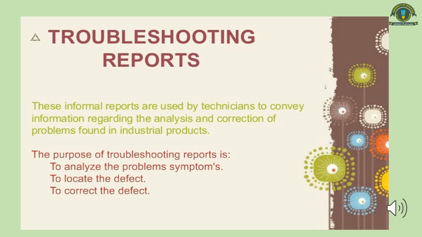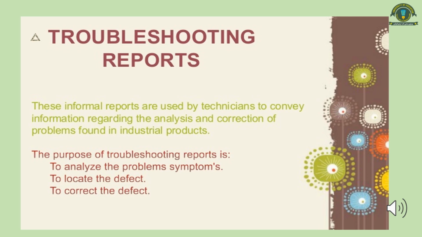Students, there are certain components or elements in troubleshooting reports. The first element in a troubleshooting report is introduction. The second element is body. The third element is conclusion. And the final component is final recommendations. When we talk about introduction, the introduction has three components. The first one is background, second purpose, and the third is scope.